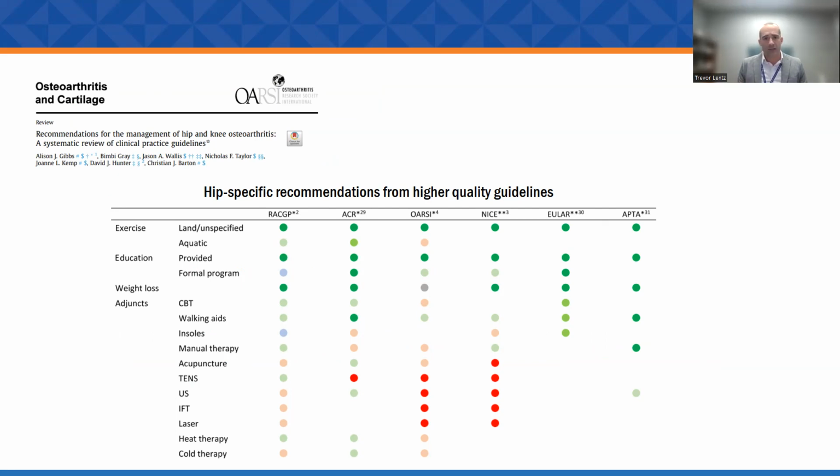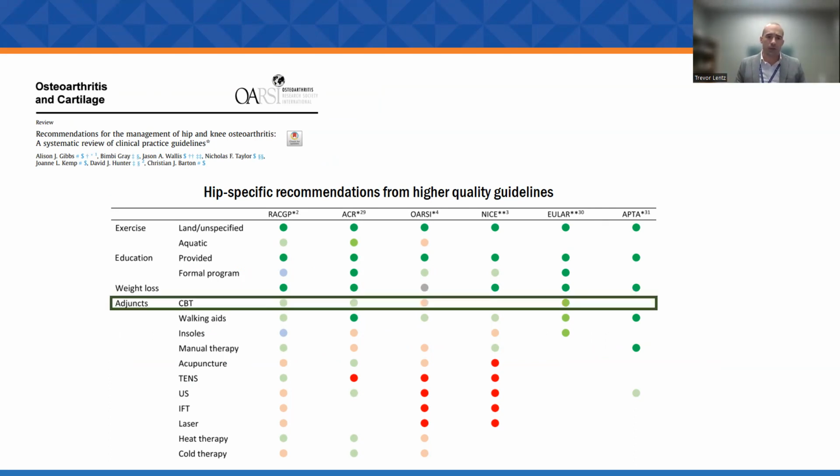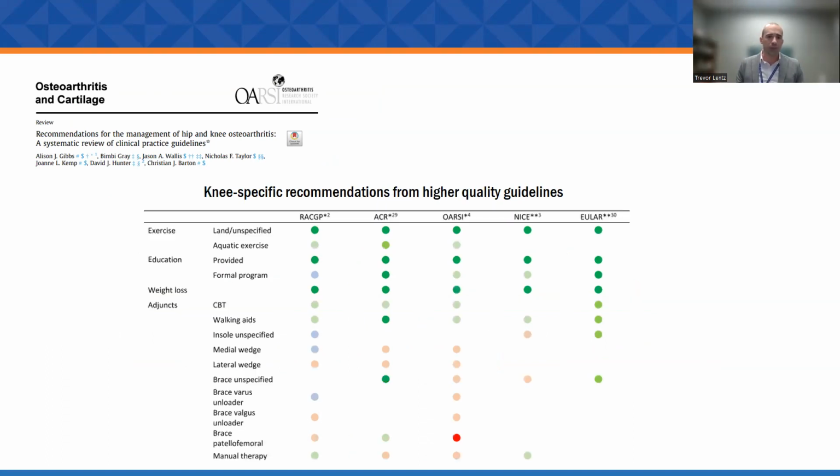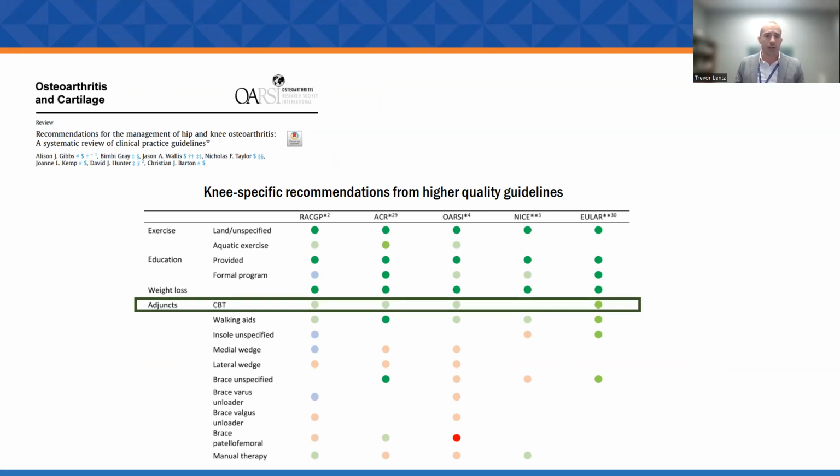A lot of the clinical practice guidelines that we've seen, and this is a nice study from earlier this year that looks across a variety of different clinical practice guidelines, show pretty consistent recommendations for mental health treatments, like one of them being cognitive behavioral-based treatments. And you can see here the green dots indicate that they are recommended. The ORCE guidelines recommend it with some contingencies, and that is that the patient have a diagnosis of depression. And that was for hip-related osteoarthritis. These are knee-specific recommendations. And really across the board here, there's a fairly consistent recommendation for interventions like cognitive behavioral-based therapy for people for which it's appropriate.